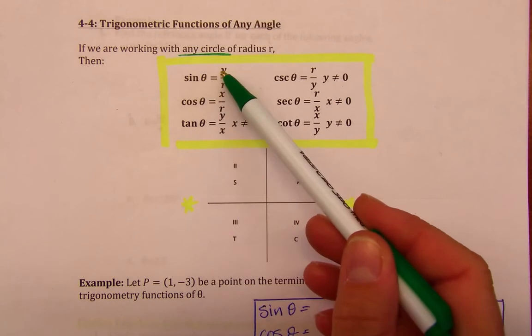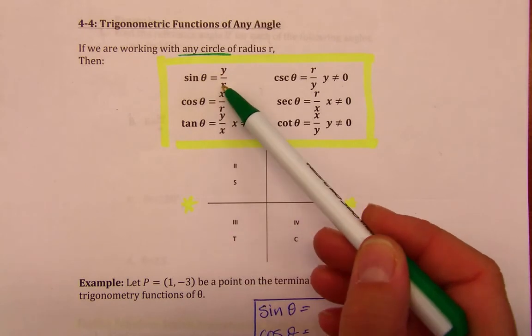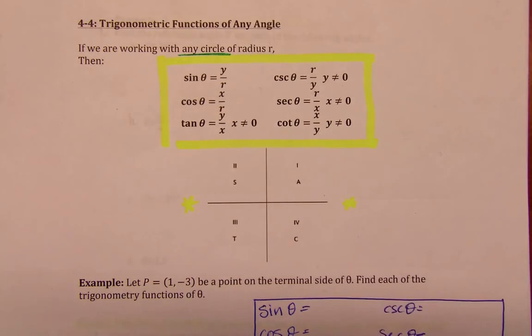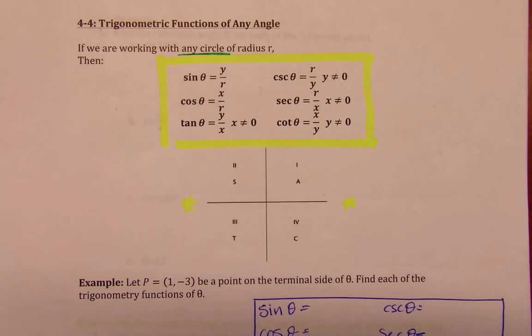So instead of sine just being the y value, it'll be y over r. And cosine will be x over r. And tangent actually ends up staying the same because we didn't use the radius. You might also be calling the radius the hypotenuse of a triangle.